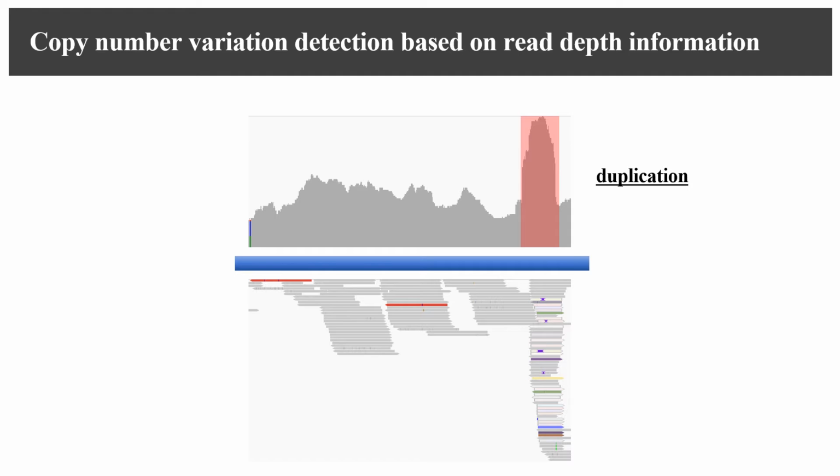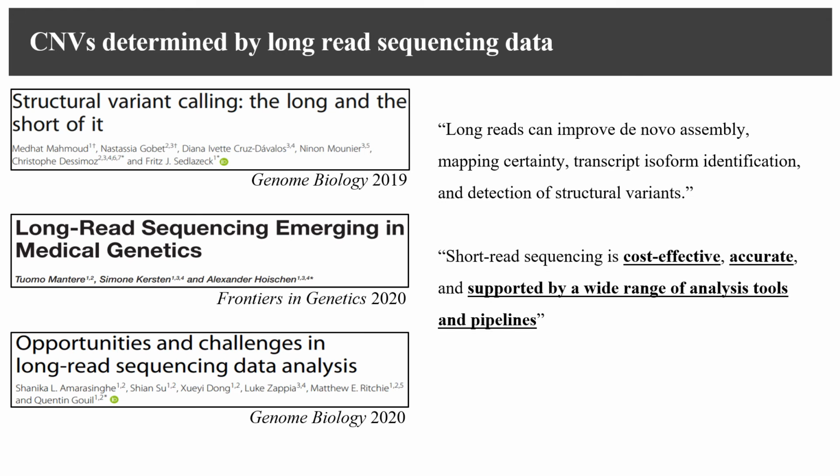When we used short-read sequencing data only, it was quite limited to detect copy number variation. Since long-read sequencing technology emerged, we are able to determine such copy number variation a lot more accurately than before, as illustrated in papers published in recent years. Although long-read sequencing improved the detection of copy number variation, long-read sequencing itself costs a lot higher than short-read sequencing.